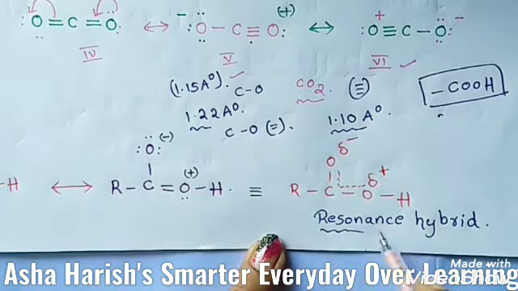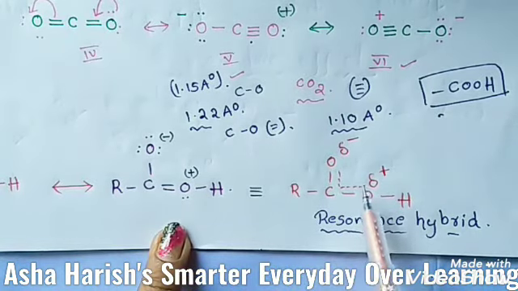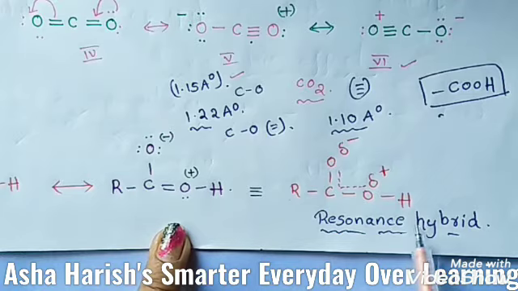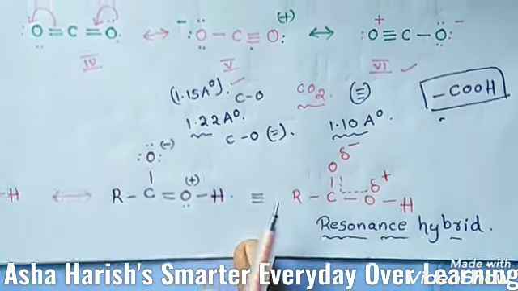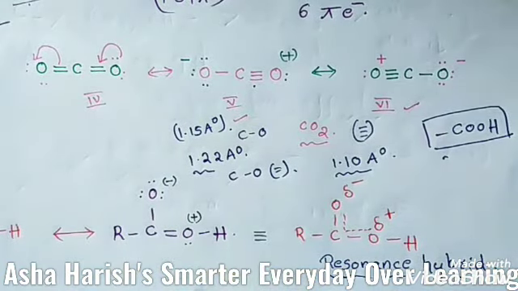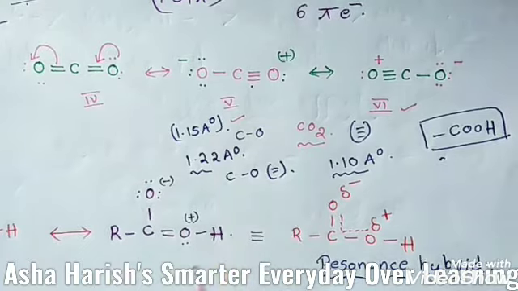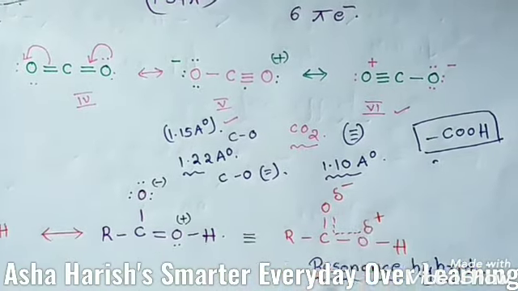Resonance hybrid: without representing these lone pairs of electrons, you can represent it like this simply as a resonance hybrid. These are all molecules. I told you the examples, like CO2 and carboxylic acid, COOH. Just like these molecules, some ions also show resonance character.